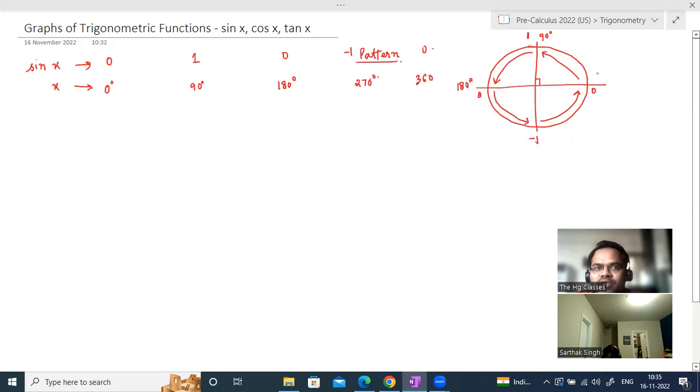And why is it happening? Because sine is the y coordinate. Sine is the y coordinate, and the length of the y coordinate is increasing, and then reducing. So we draw this on a graph.